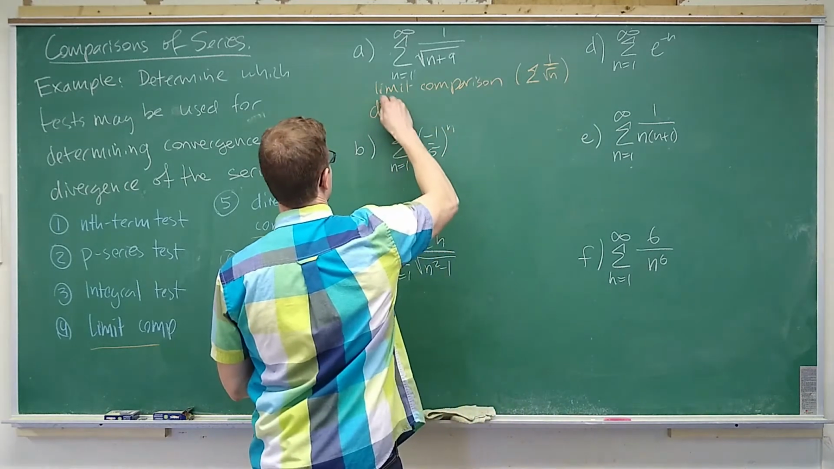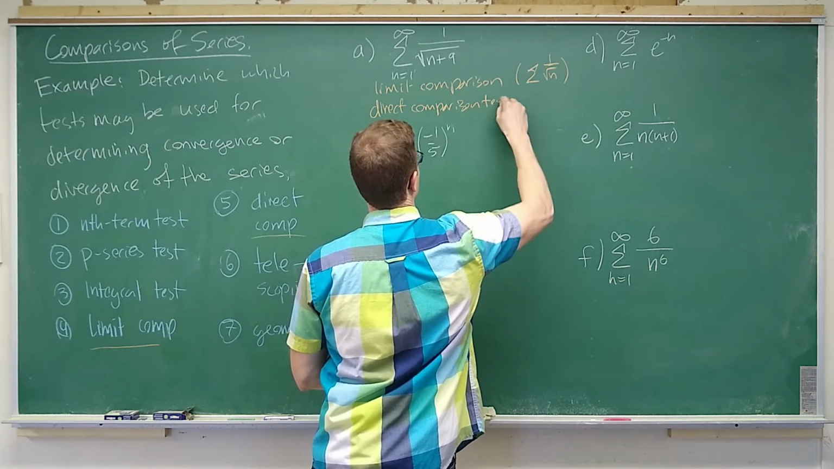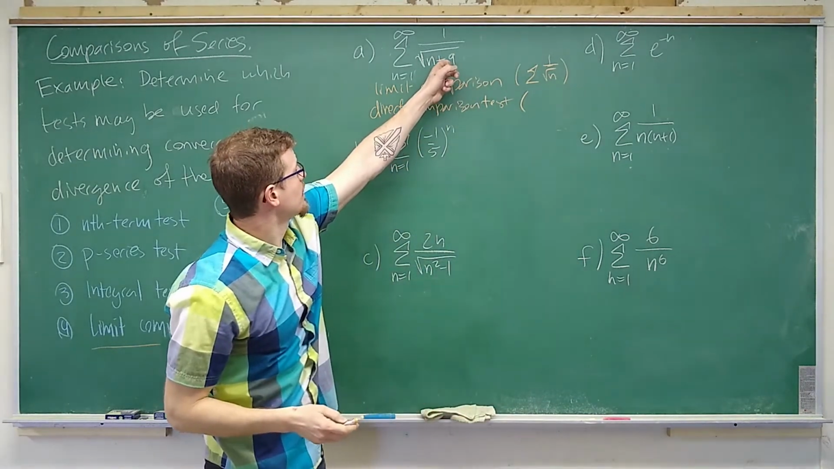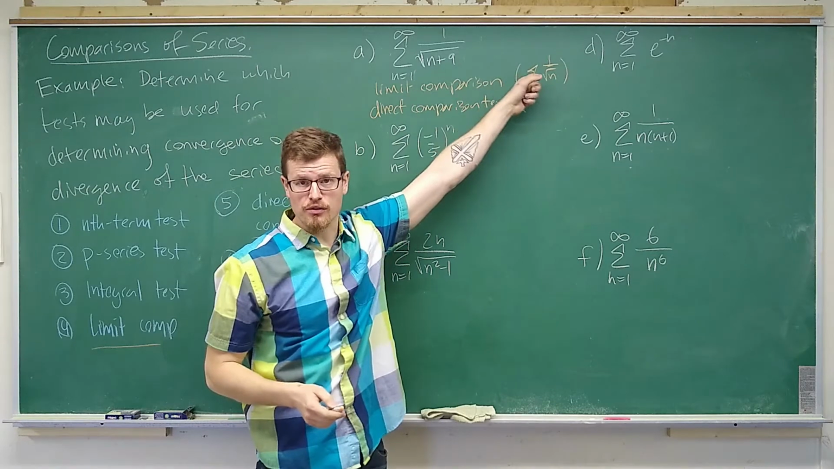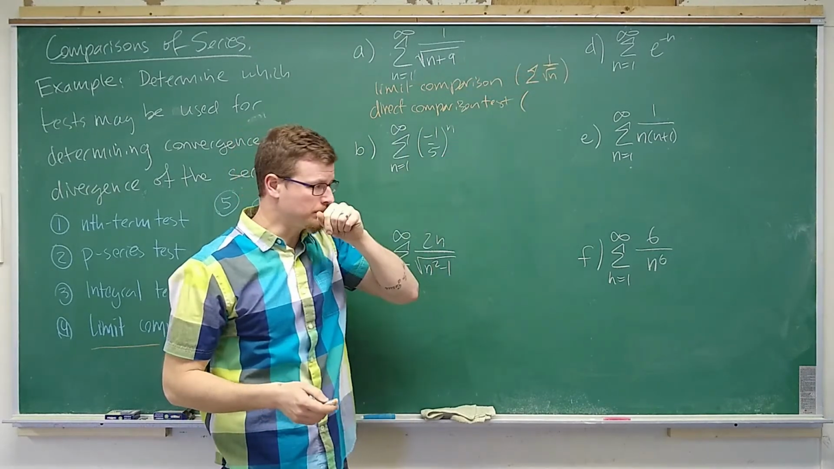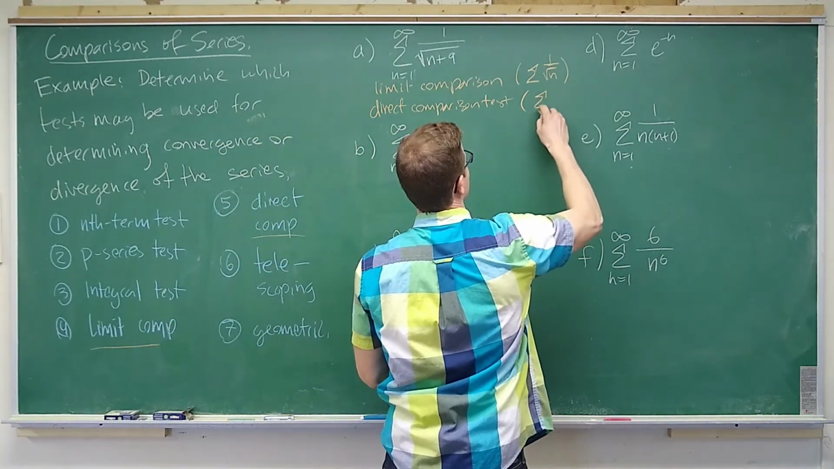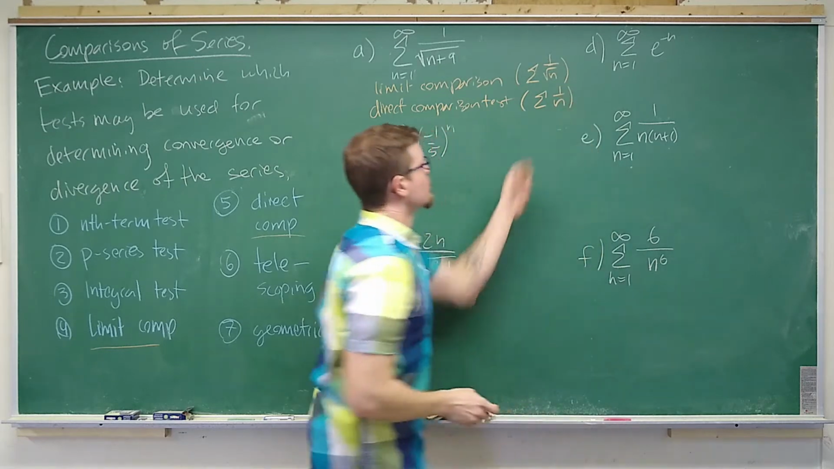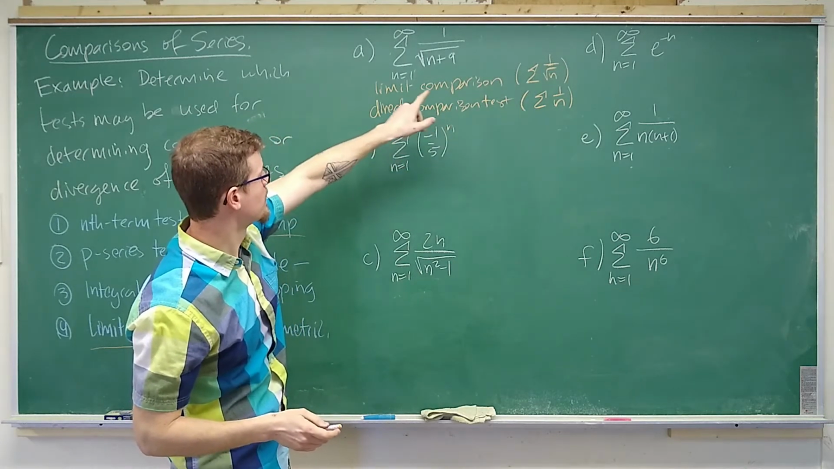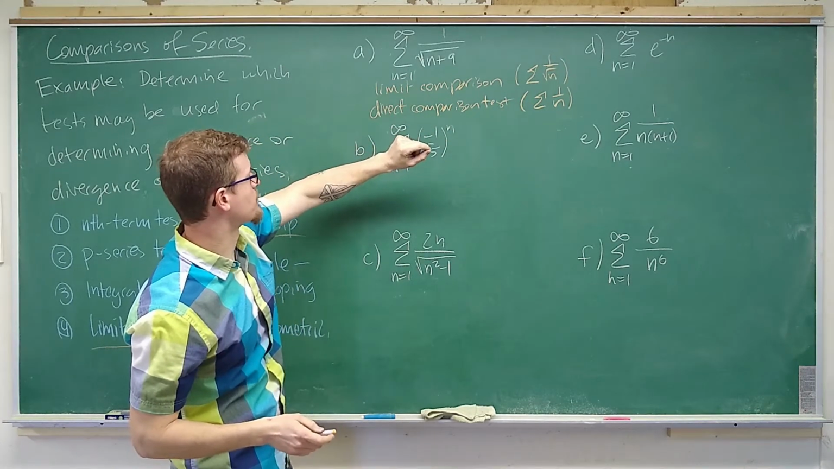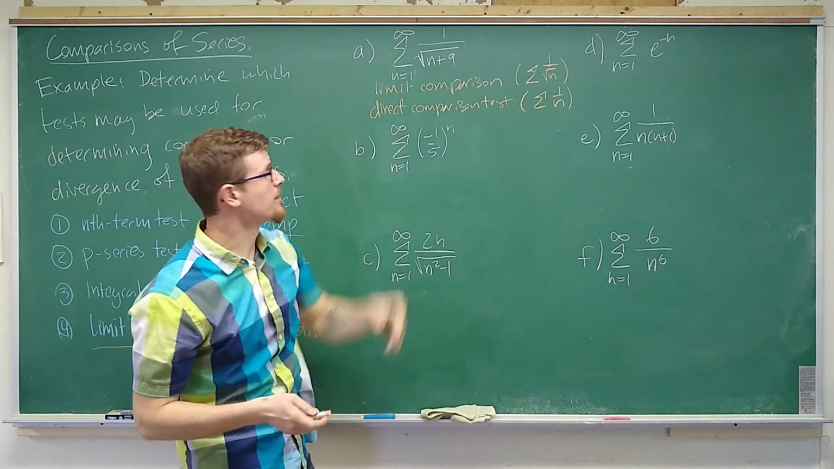But we could also use the direct comparison test. And we could increase the denominator to give us a smaller fraction and have something that still diverges. So we could compare this with the sum from 1 to infinity of 1 over n. Notice increasing the denominator gives us a smaller fraction, a smaller term in each case, and that allows us to say that since this thing, which is smaller, diverges, this thing, which is larger, must also diverge.